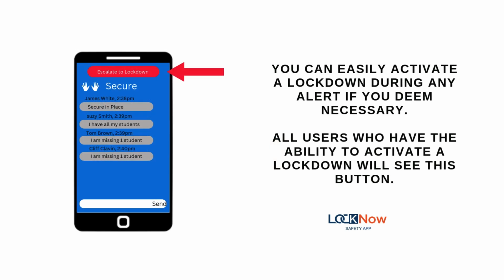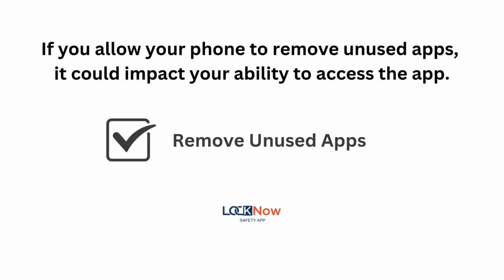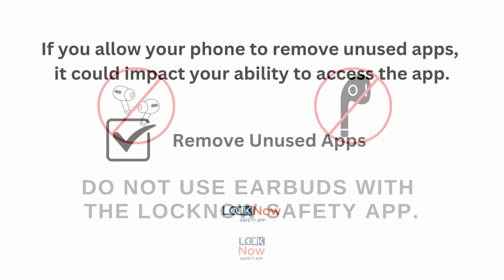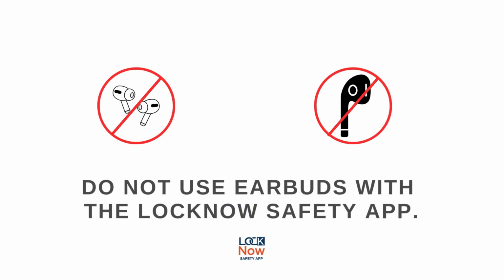During any alert, users can quickly activate a lockdown at the top of the screen. It's essential to be prepared for an active threat situation. If needed, you can quickly communicate a lockdown by tapping the Escalate to Lockdown button and confirming your action on the following screen. Be aware, if you allow your phone to remove unused apps, it could impact your ability to access the Locknow app at critical times. Do not use earbuds or headphones with the Locknow Safety app. Doing so could damage your ears.